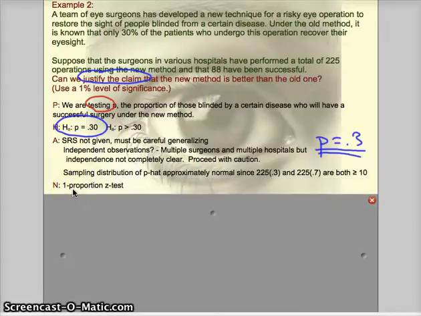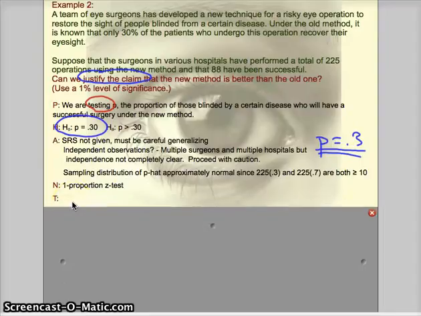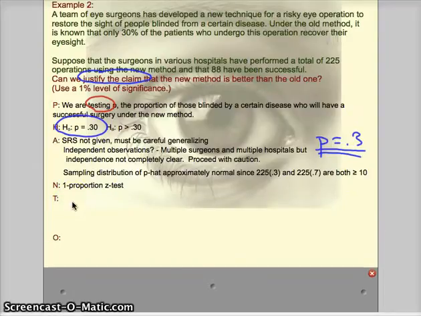All right, it's called a one proportion z-test, right? And we're doing phantoms here. So we need a test statistic, and we need a p-value. So the test statistic here is z. And it's estimate minus parameter. So our estimate, our p hat here, p hat is equal to 88 over 225. 88 successes in 225 trials, and that's 0.3911.